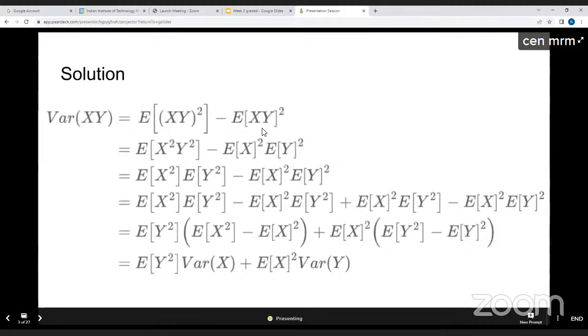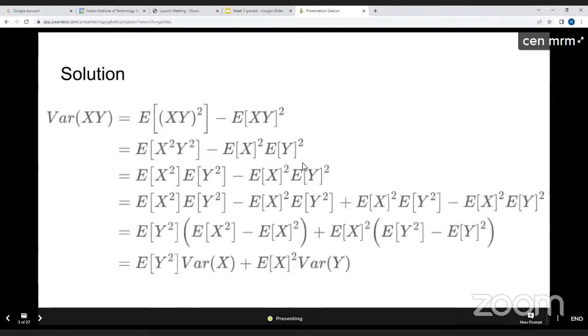Since x and y are independent, we know that we can write the expected value of xy as the expected value of x times the expected value of y. And now we are squaring it up, so it will become the expected value of x square times the expected value of y square. So any doubt till the second step?